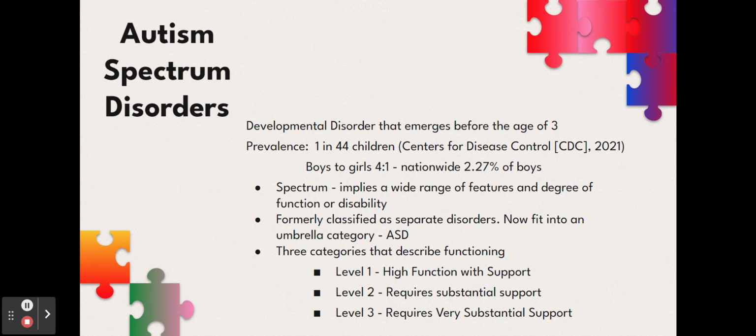It does represent a spectrum, which includes a wide range of features and a degree of function or disability. Some people are at the milder end, and we call them neurodiverse. It's not necessarily a disorder. It's sort of a set of characteristics that color and define them as people, but they function at very high levels. Think of Elon Musk. Think of Temple Grandin, Dan Aykroyd. Those folks are less severely affected.